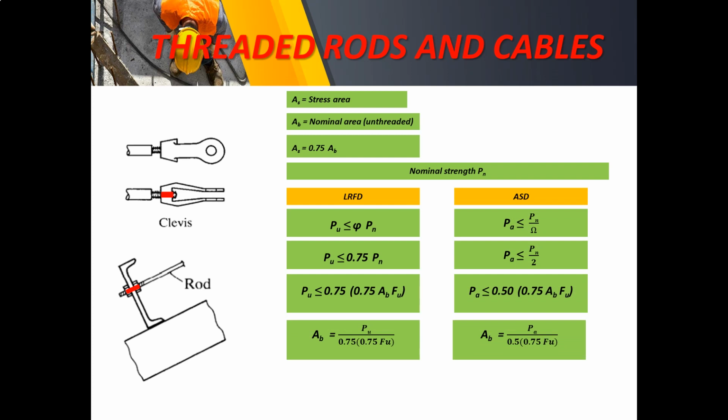Similarly, we can determine the area of the bar in terms of the allowable loading. So the area of the bar will be equal to PA all over 0.5 of 0.75 Fu. So notice here that we have already utilized this similar equation, only that we have a 0.75 factor on the fracture strength, because of that the stress area is equal to 75% of the nominal area.